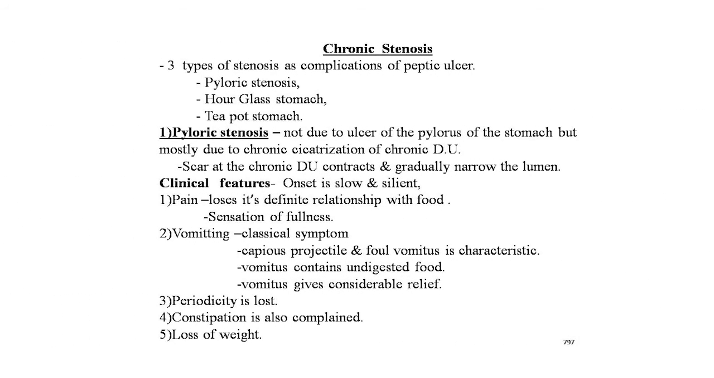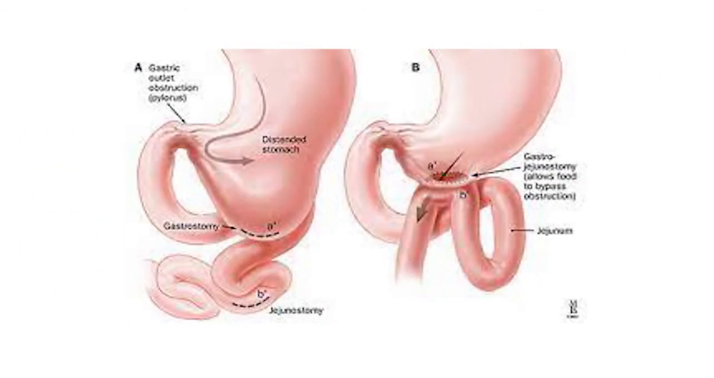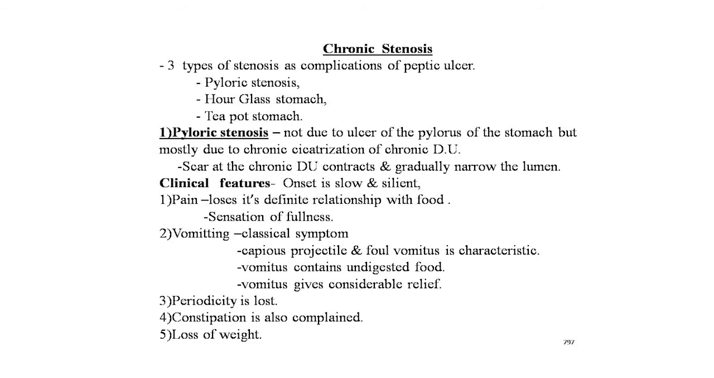Now the chronic stenosis. There are three types of stenosis as a complication of peptic ulcer: pyloric stenosis, second is hourglass stomach and third is the teapot stomach. First, pyloric stenosis, not due to an ulcer of the pylorus of the stomach, but mostly due to the chronic cicatrization of a chronic duodenal ulcer. The scar of the chronic duodenal ulcer contracts and gradually narrows the lumen of the pylorus.